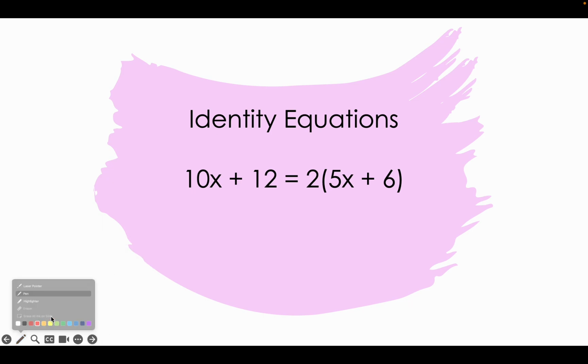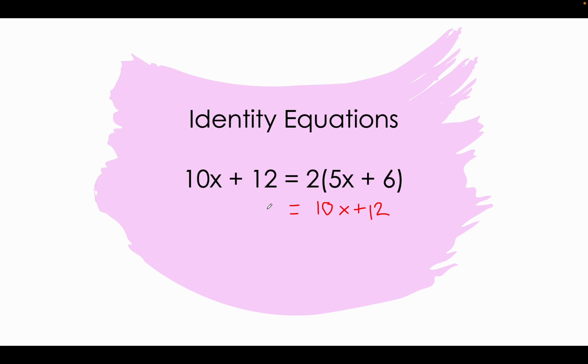When I follow the logic, here's what happens. First of all, I got to get rid of these parentheses, right? So this means that 2 times 5x is 10x, and 2 times 6 is 12. Now, I've got the situation where it's 10x plus 12 equals 10x plus 12. I could put any number in for x and it would still be the same. So this is a problem.